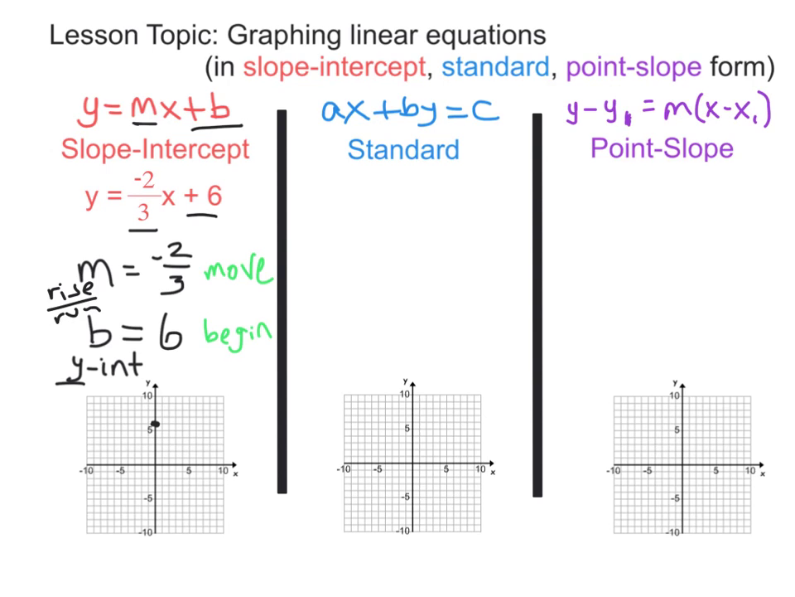So down 2, 1, 2. I'm just going to show you first from here. Down 2 and right 3. Down 2, right 3 will give us this point right about here.